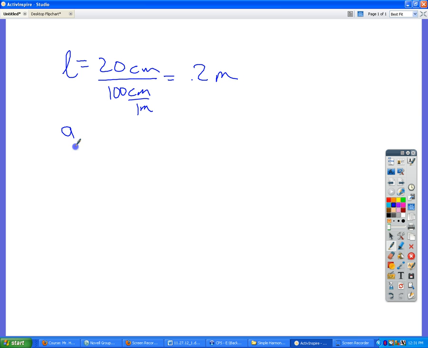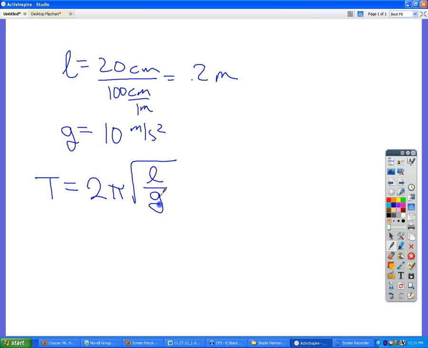We know that gravity for this situation is gravity on Earth, so we'll just make it 10 meters per second squared. And the equation we will use to find the period of a pendulum is T is equal to 2 times pi times the square root of L over G, where L is the length and G is gravity. Notice that mass and amplitude are not in this equation, hence why we don't use those when we find the period of a pendulum. This will be equal to 2 times pi times the square root of, we said the length was 0.2 meters, and we know that gravity is 10 meters per second squared.